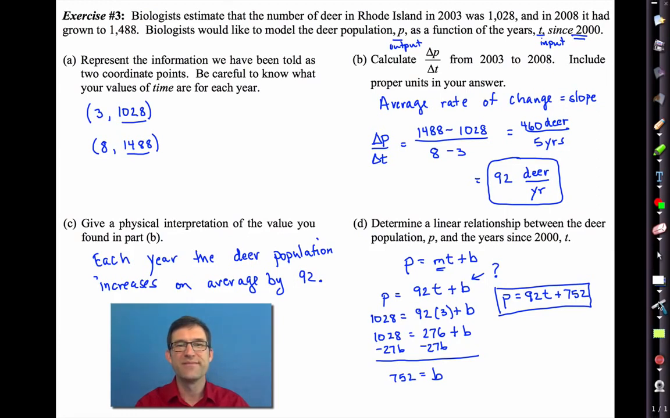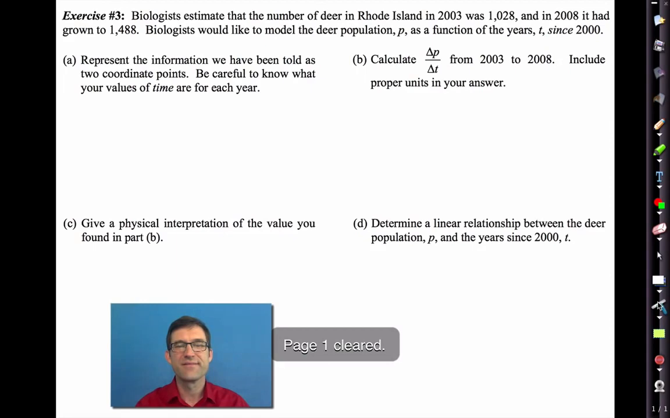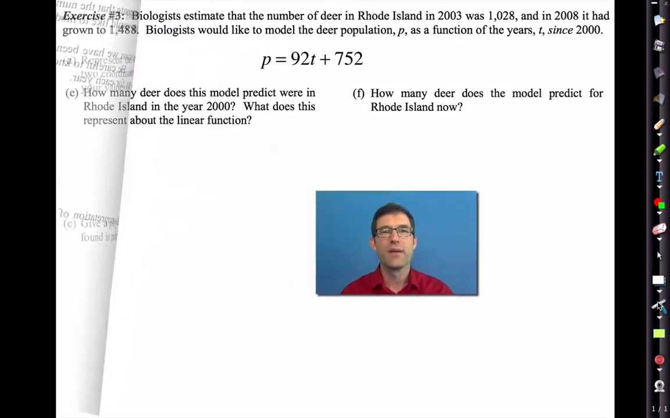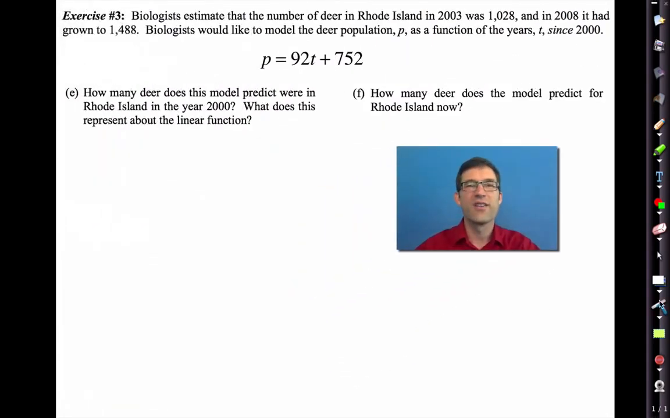Okay, here we go. Let's keep moving on. All right, so there's our model. P equals 92T plus 752. Just wanted to make sure we had it again. Letter E, how many deer does the model predict were in Rhode Island in the year 2000? What does this represent about the linear function? All right, well, pause the video and think about that for a moment.